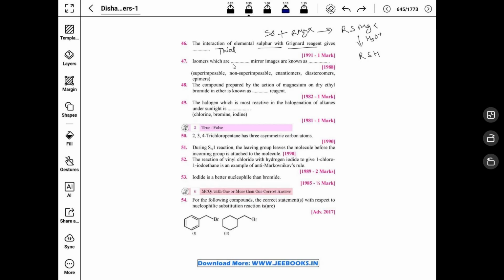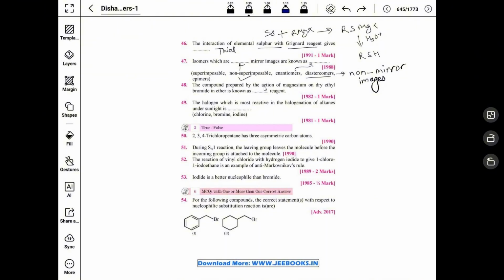Next, isomers which are mirror images are known as. So what will be there? Non-superimposable mirror images are known as enantiomers. So here you will fill non-superimposable mirror images are known as enantiomers. But diastereomers are non-mirror images. Diastereomers are those stereoisomers which are non-mirror images, meaning they don't have a mirror image relationship. Okay, so here we will fill non-superimposable and this will be enantiomer.